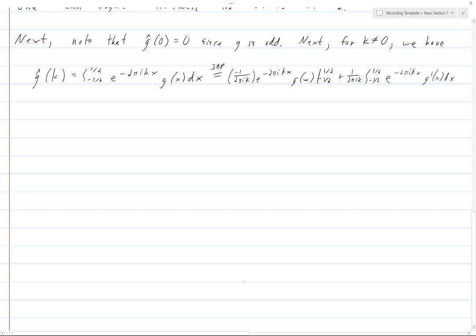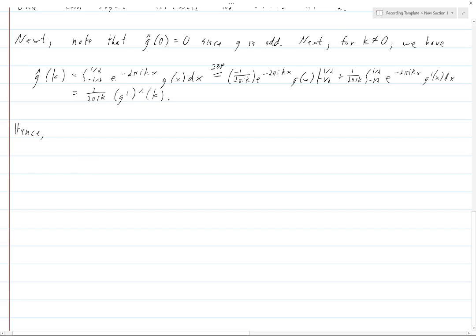And let's see, what's this first thing? Remember, g is odd, and so it's going to cancel out and we're going to get 0. The e to the minus thing gives us 1, and this gives us 0 when you work it out. It'll drop out. And so what's left is the thing on the right, which is 1 over 2 pi i k times g prime hat of k. That's just the definition of the Fourier transform of g prime.